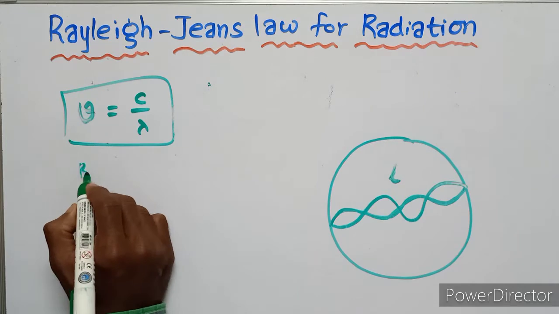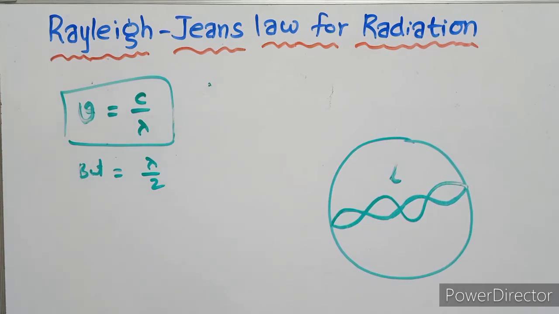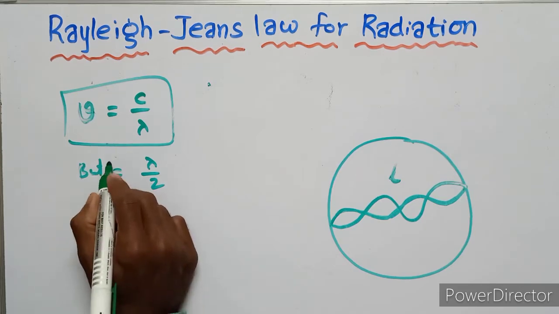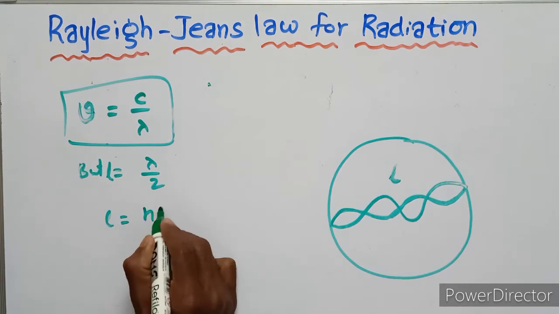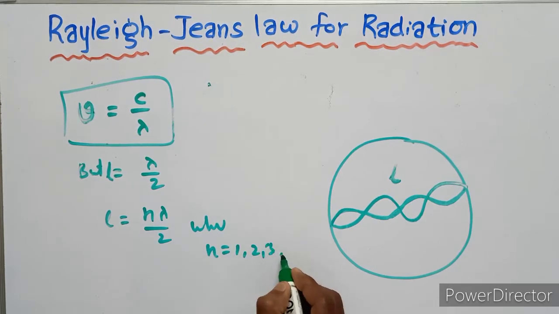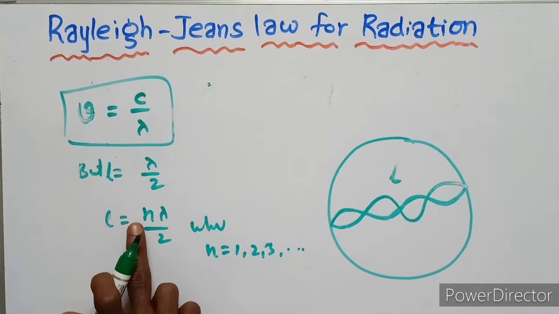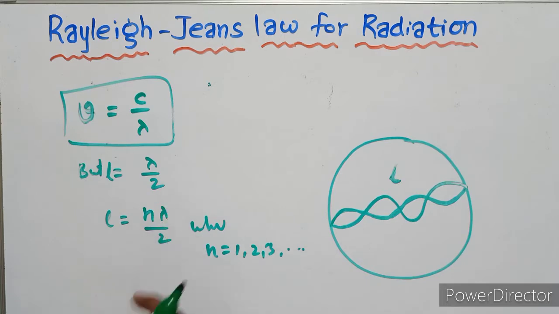But already we know that L equals lambda upon 2 according to the frequency of overtone. Then L equals n lambda upon 2, where n equals 1, 2, 3 and so on. Where n equals 1, lambda upon 2; n equals 2, 2 lambda upon 2; n equals 3, 3 lambda upon 2. These are all lengths of overtones.